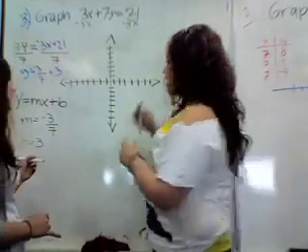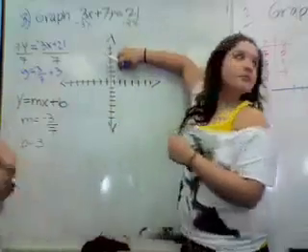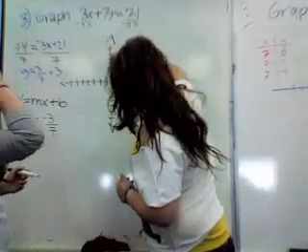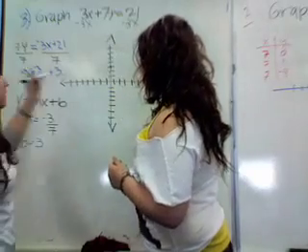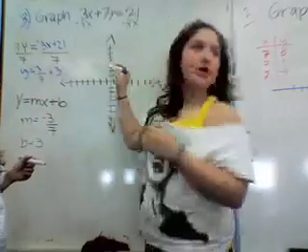Now how do you start? Where do you put that information? Go up 3. Go ahead and put a point there. That's your y-intercept. And then what do you do? Rise, go down 3.